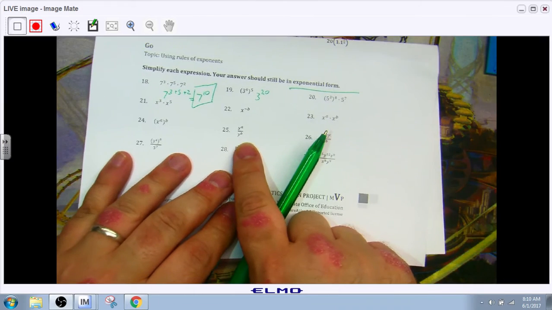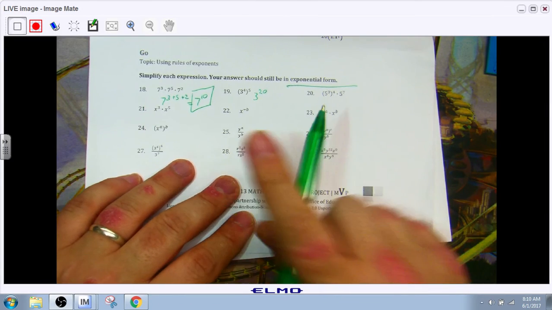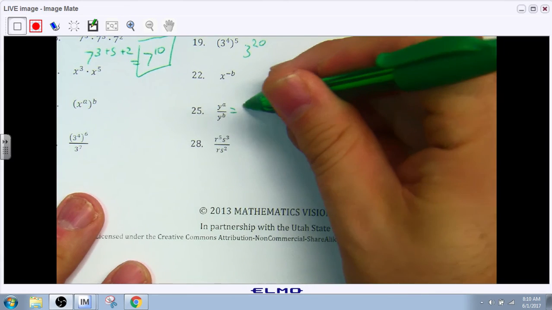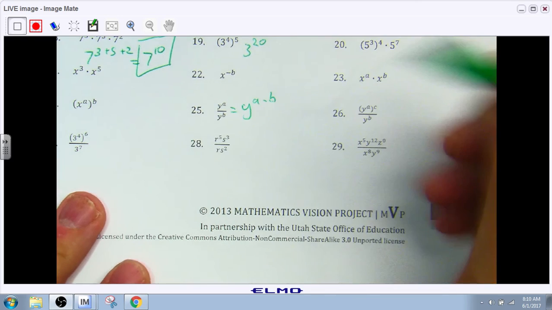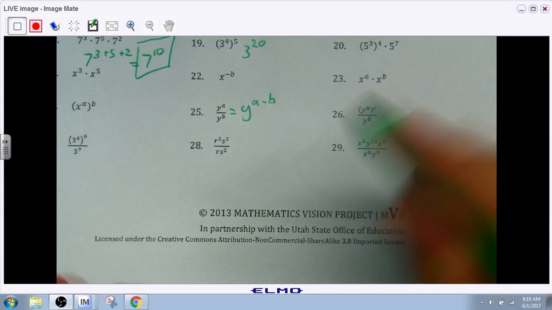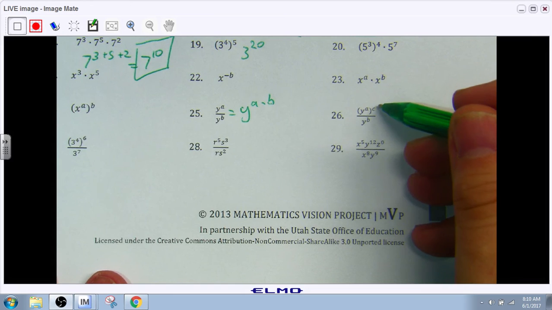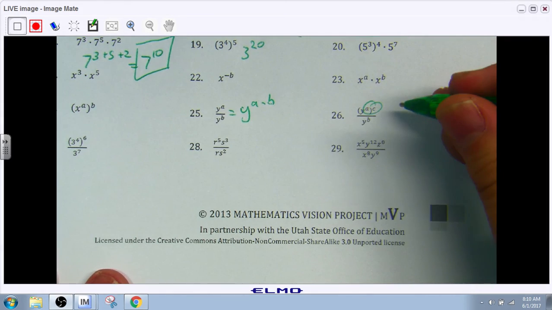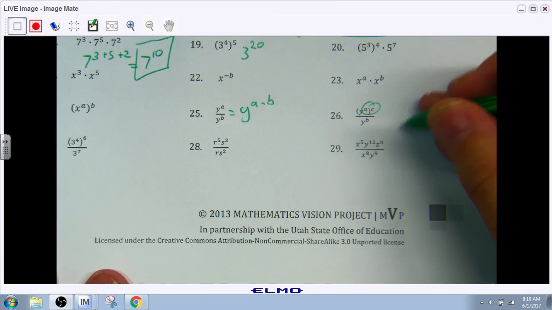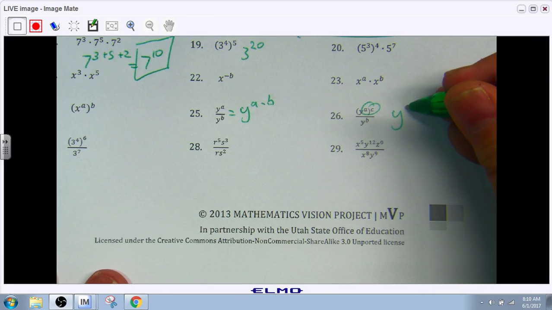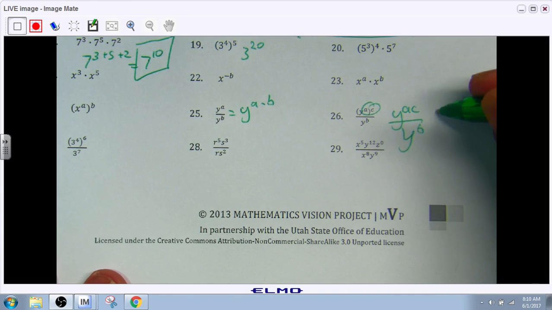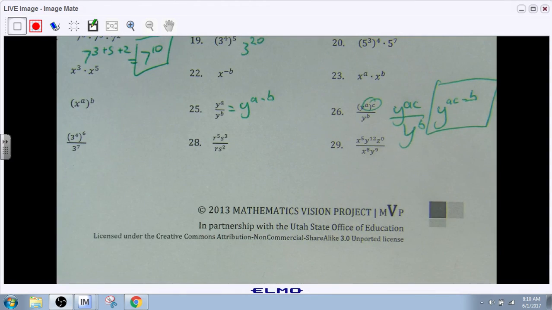Here we have y to the a over y to the b. Look at this crazy thing. So that's going to be y to the a minus b, right? Whenever we divide, we're just subtracting. And let's look at this one. Y to the ac all over y to the b. So these multiply first, because we do exponents before division. So that's y to the ac power divided by y to the b power. So now we subtract that, so it's y to the ac minus b. Just following those rules. All right, guys.